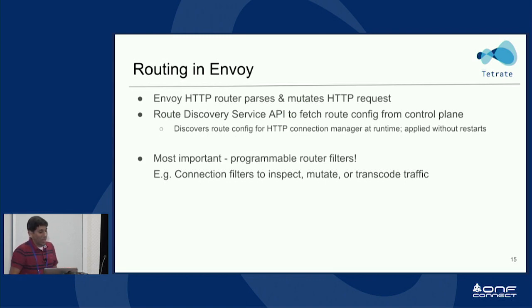So the aspect of this is when the RDS, the route discovery service, finds the route, Envoy is able to, at that point, take the packet and do the parsing and mutate the HTTP request. And the important thing is it does this on the fly. So even if there are route changes, the data structure takes care of building the structures in such a way that the filters are automatically applied to the packet that's coming in.